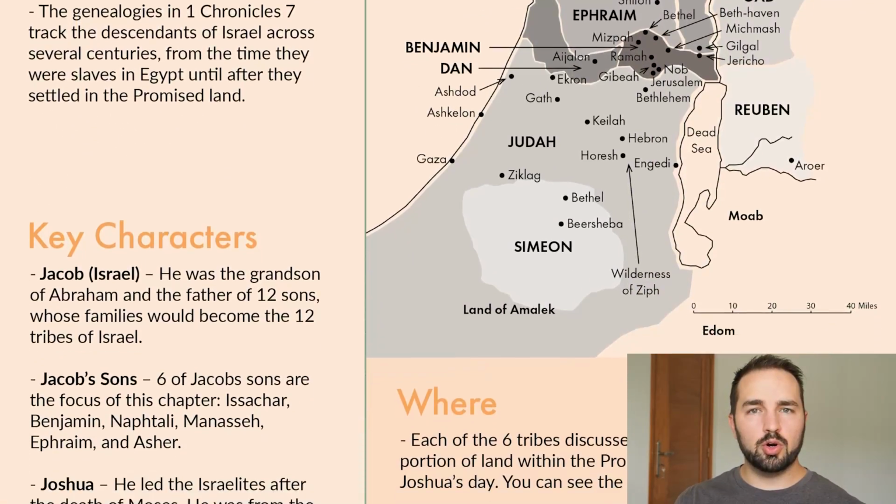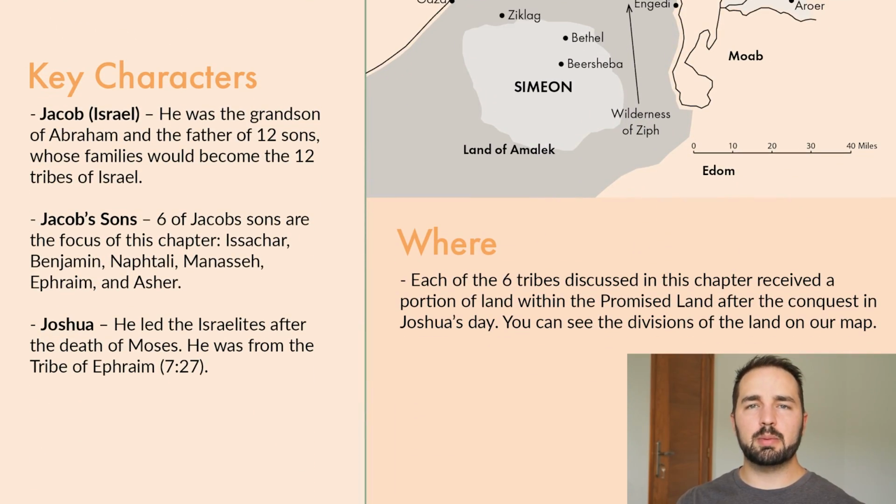Who are the individuals who are important in this chapter? Well, we're going to talk about Jacob, who God renamed Israel. He was the grandson of Abraham, who's a very famous Bible character. He had 12 sons, and his 12 sons became the 12 tribes of Israel. We're going to talk about some of those sons, specifically 6 of them: Issachar, Benjamin, Naphtali, Manasseh, Ephraim, and Asher. Our last key individual is Joshua. He led the Israelites after the death of Moses, and he was from the tribe of Ephraim.